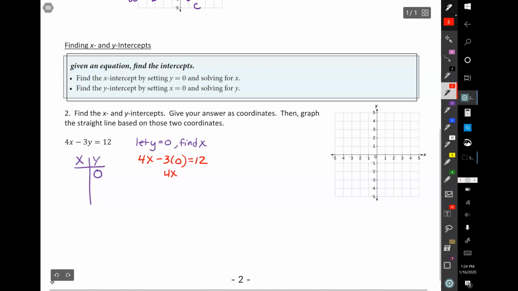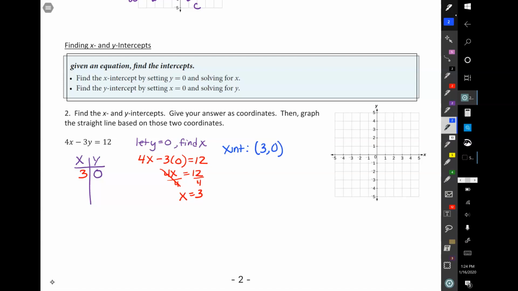You can pretty much do that in your head usually for these, if they work out nicely with minimal mess and fractions. So then I would have 4x equals 12, and then divide both sides by 4, I get x equals 3. So right away I'm going to go put that in the table so that I'm tracking where that 3 goes, which y it goes with. And then I will write over here the x-intercept, and then put a colon, the point, and I have parenthesis, 3, 0, end parenthesis.